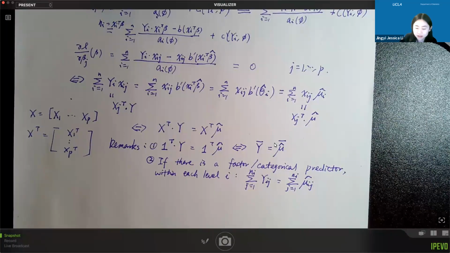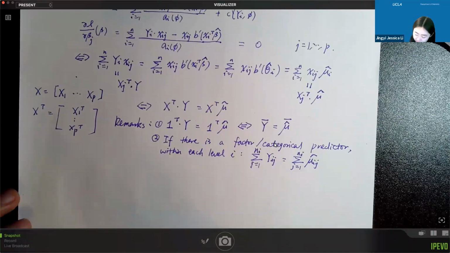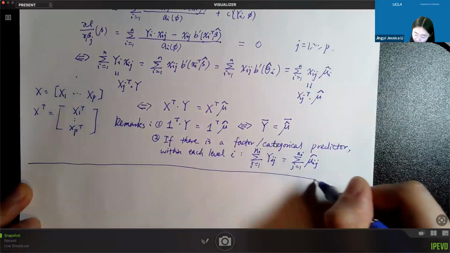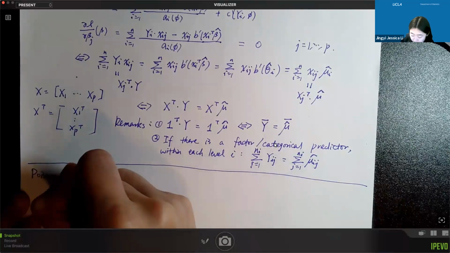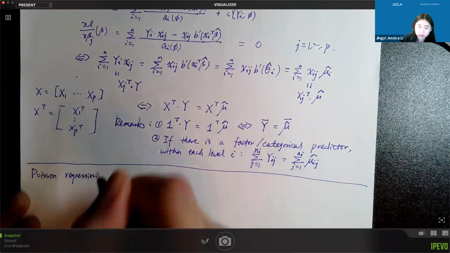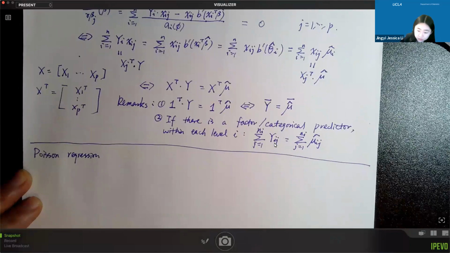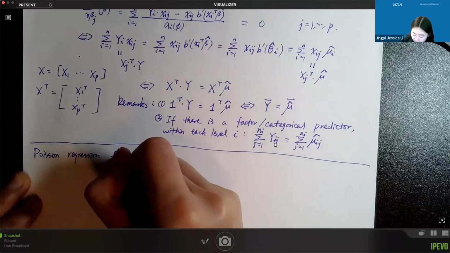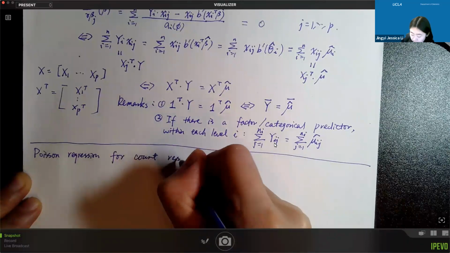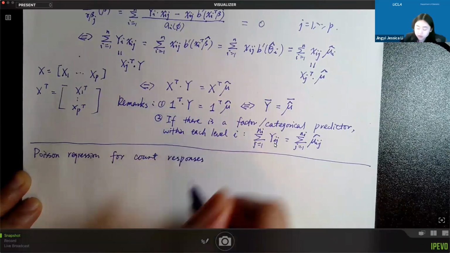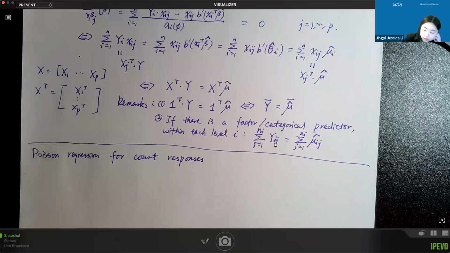Okay, so now let's move on to our second GLM model we want to introduce, in addition to logistic regression. This is what we call Poisson regression. Poisson regression is going to be used for count responses. So what do we mean by count responses? We mean that each yi is a count.